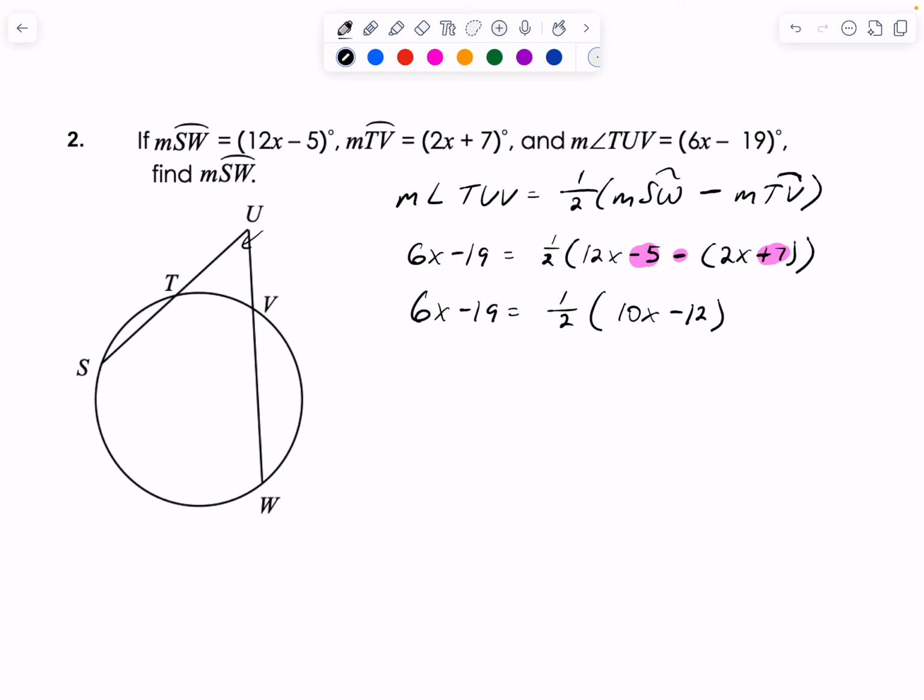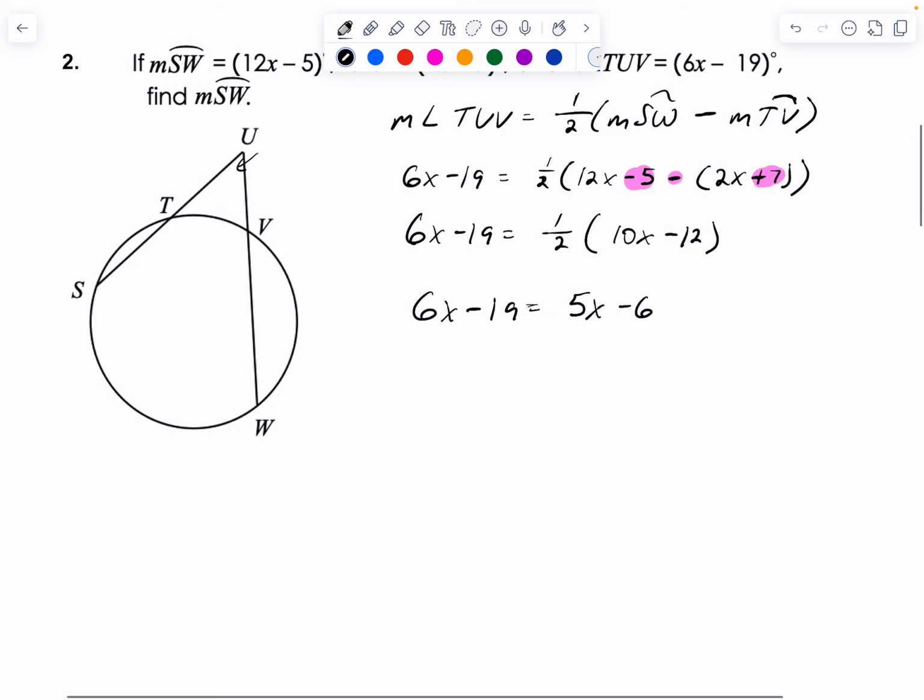You can distribute the 1/2 into the 10x minus 12. That is what I'm going to do, because 10x and 12, those are both even numbers, so it will be simple to do that. But if you want to move the 1/2 to the left side of the equation by multiplying by 2, that's also fine. You would just get 12x minus 38 on that side. All right, so it's your call. You should get the same thing. So I'm going to distribute the 1/2 to get 5x minus 6.